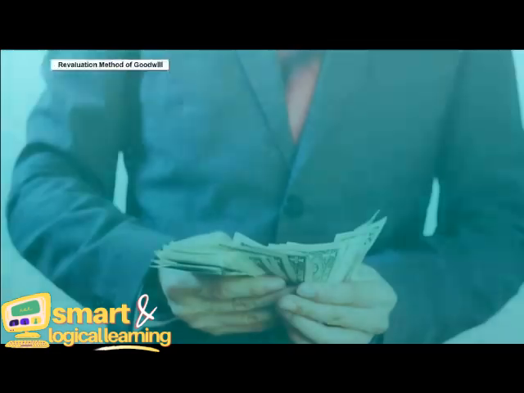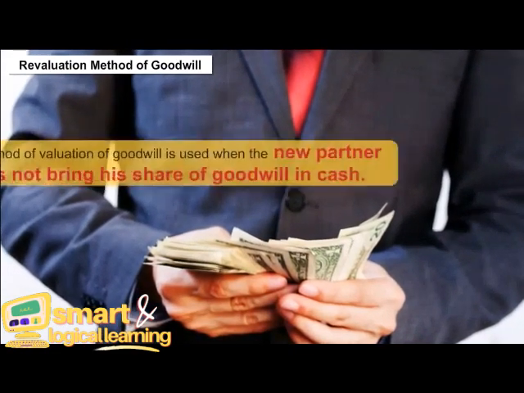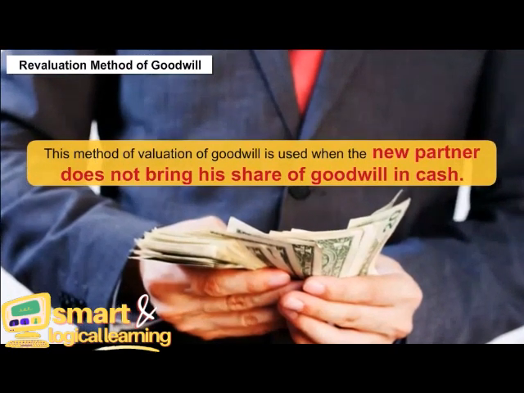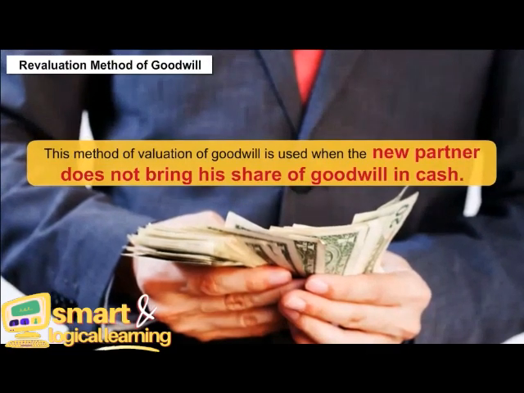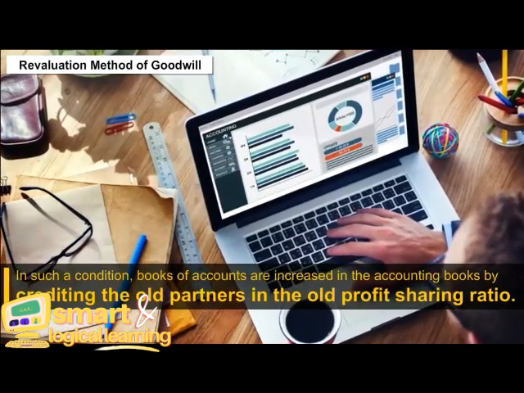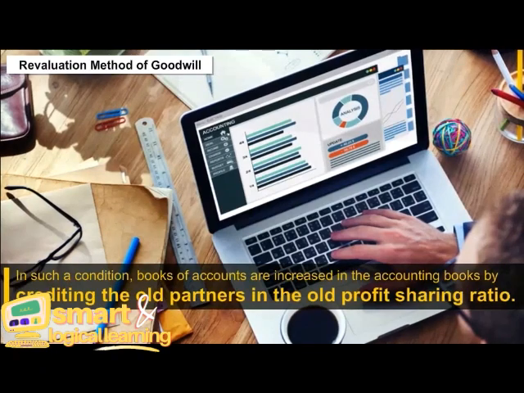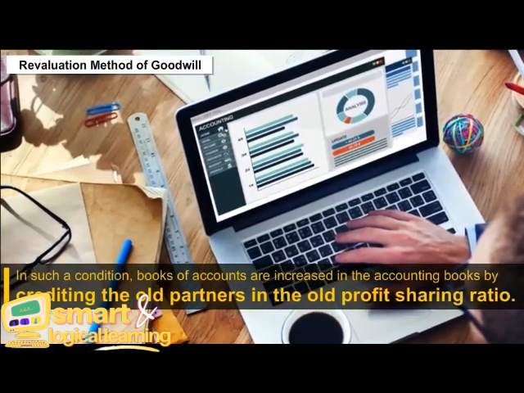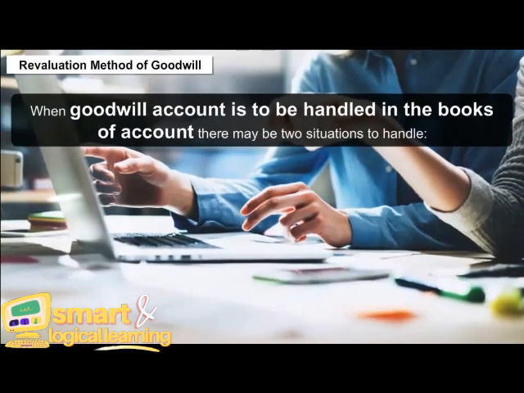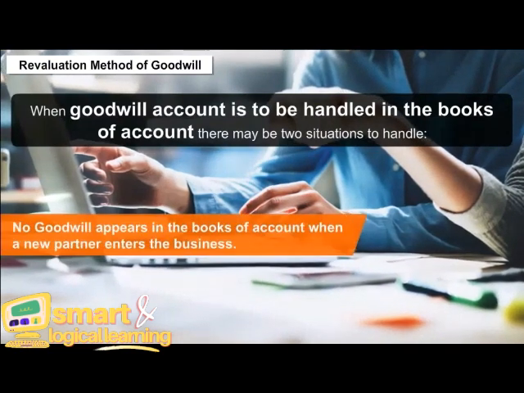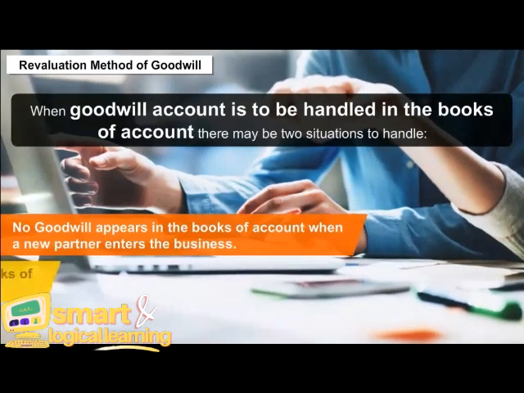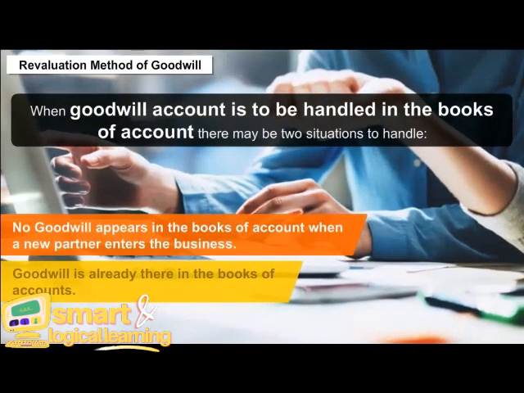Revaluation method. Revaluation method of goodwill. This method of valuation of goodwill is used when the new partner does not bring his share of goodwill in cash. In such a condition, goodwill is raised in the accounting books by crediting the old partners in the old profit-sharing ratio. When the goodwill account is to be handled in the books of account, there may be two situations to handle. No goodwill appears in the books of account when a new partner enters the business. Goodwill is already there in the books of accounts.